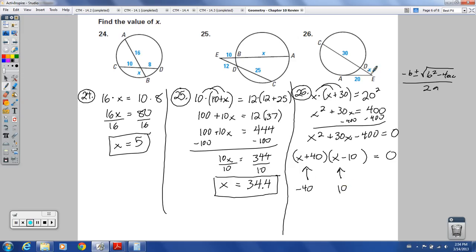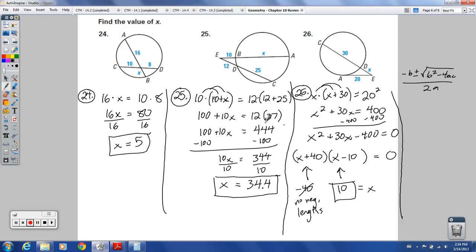Now which one do we use though? We're talking about a distance here, so this can't be negative 40. That doesn't make any sense. There's no negative length, so we can cross that one out, and this becomes our answer right there. So we can say that x equals 10.